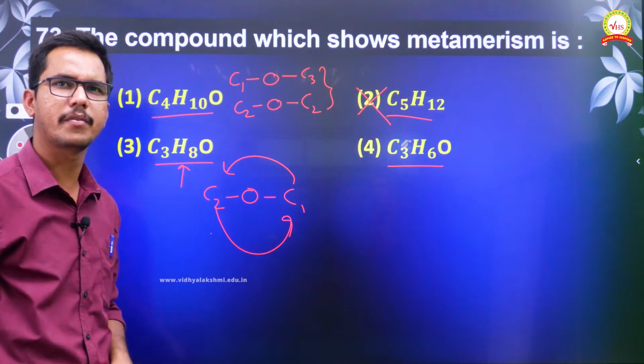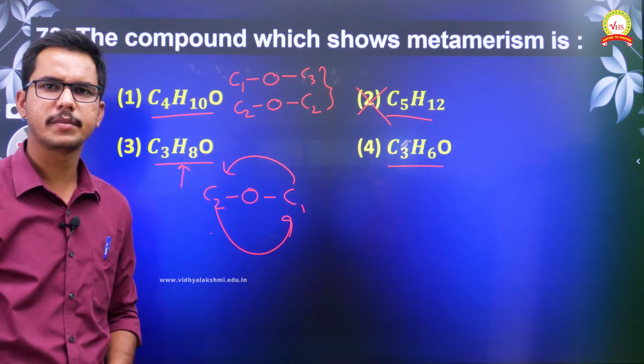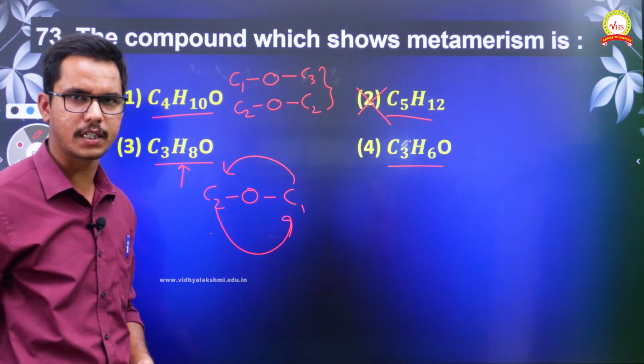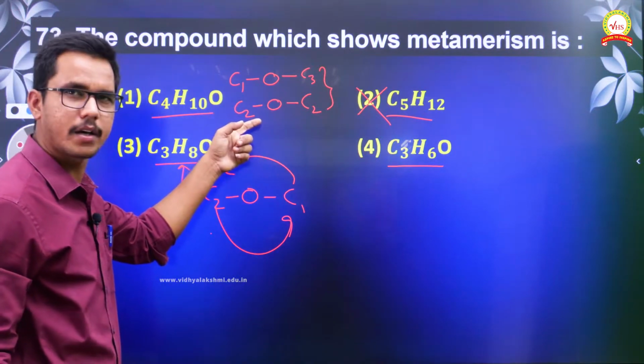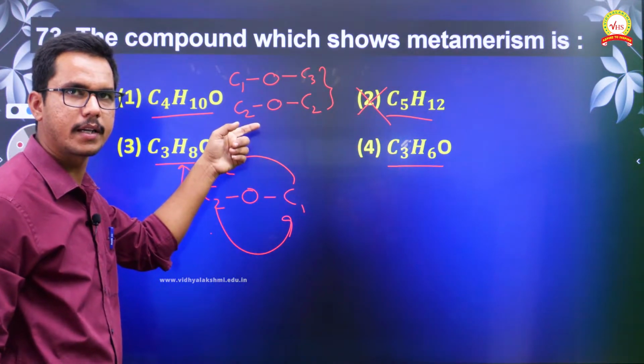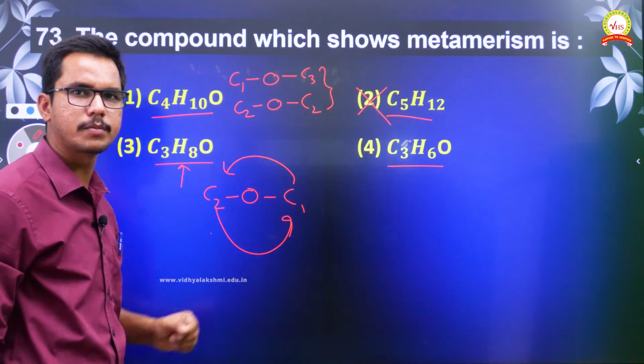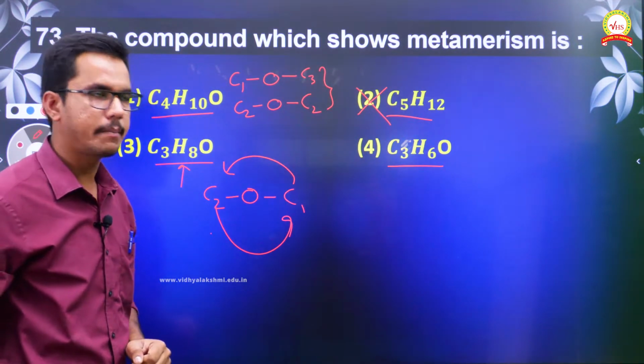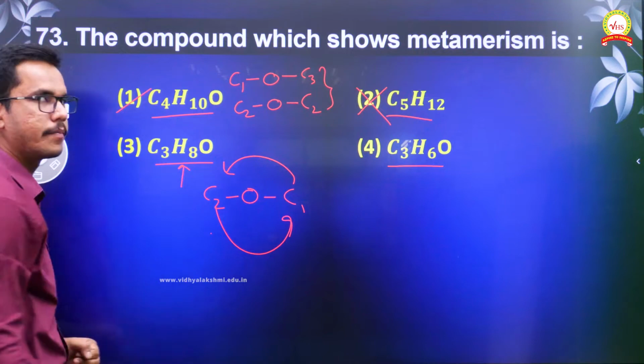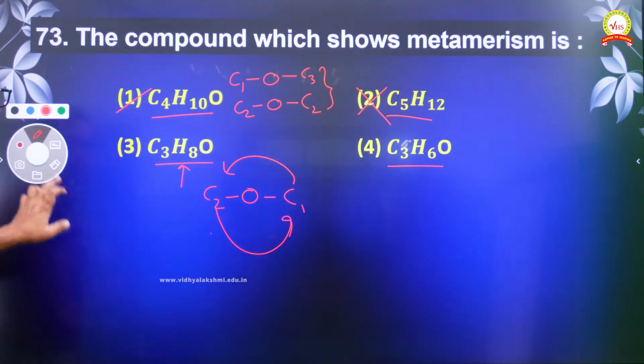One thing we have to remember when it comes to metamerism is that it is nothing but the arrangement of alkyl groups around the functional group. We have different arrangements with the same molecular formula. These are isomers. Which isomers are these? Metamerism. The option one is right. The option one is the correct answer.